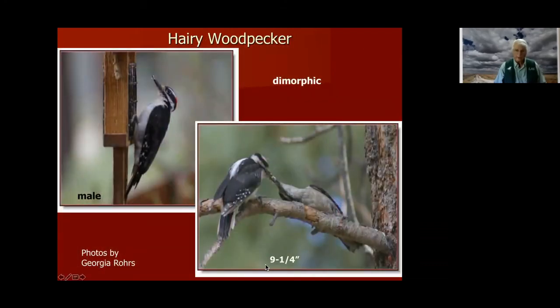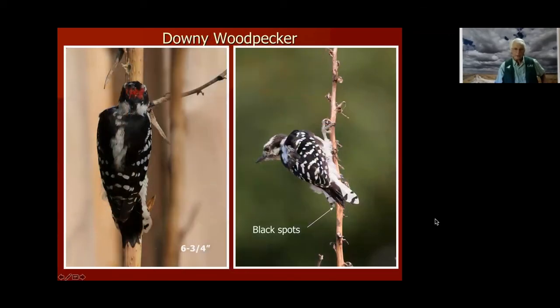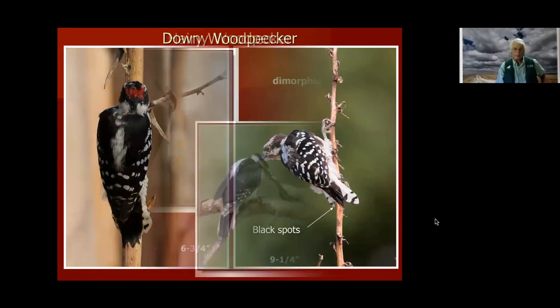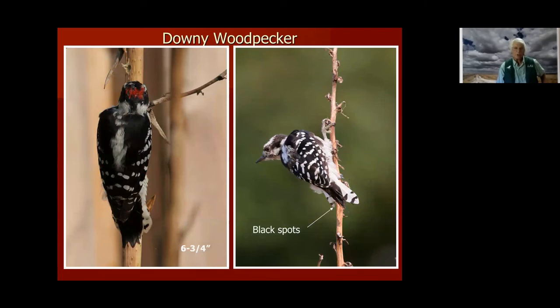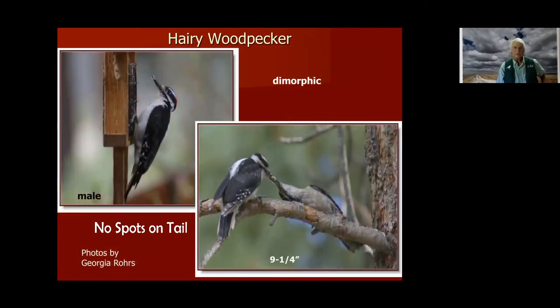Here, the hairy woodpecker is almost 3 inches bigger, 9 1/4 inches. This is a female feeding a fledgling that came out of the nest. This is a male, again, the red on the back of the head, the nape, female without it. Black and white, just like a Downy Woodpecker, the white spots on the wings, so looks very much like the Downy Woodpecker, but it's larger. What did we have? 6 3/4 inches for the Downy, 9 1/4 inches for the hairy.